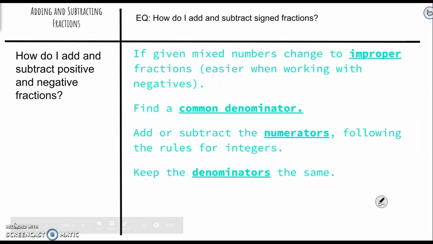Now let's talk about adding and subtracting signed fractions. If given a mixed number, you need to change it to an improper fraction. This makes it easier when working with negatives. Then we find a common denominator. We also add or subtract our numerators, and make sure you follow your integer rules. Remember, when adding or subtracting fractions, we always keep the denominator the same. Always simplify at the end.